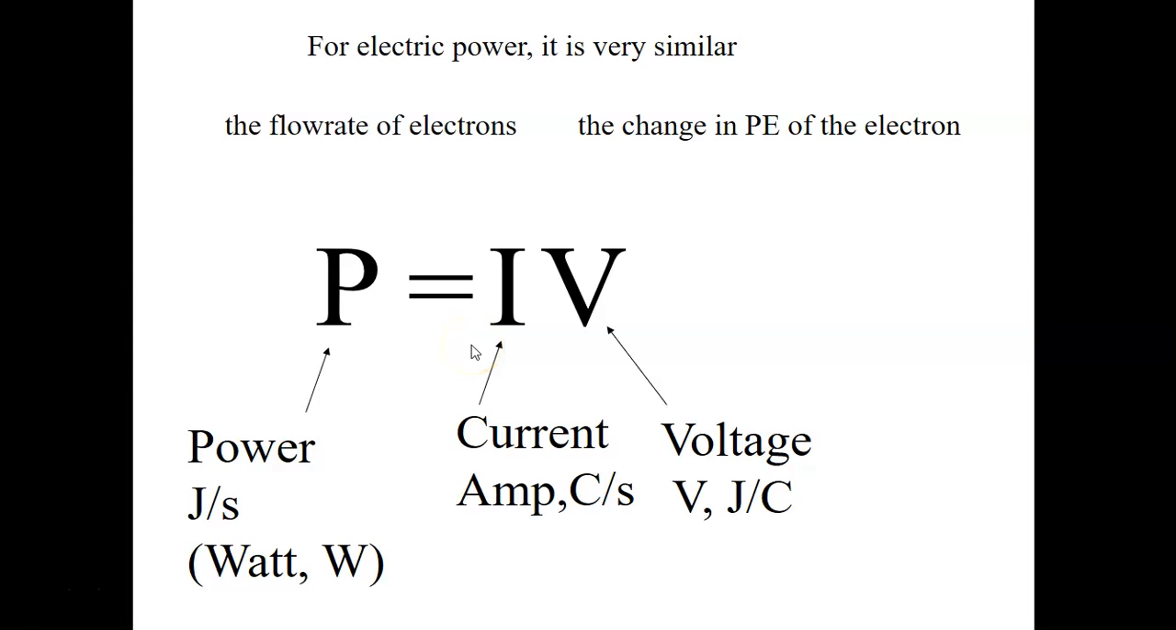Power, which is joules per second, just as before, also known as a watt, is equal to electrical current, the flow rate of the waterfall, which is coulombs per second, or an amp, and voltage, which is joules per coulomb. So when I multiply a coulomb per second times a joule per coulomb, I get a joule per second, which is a watt.